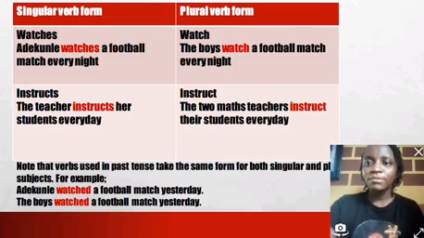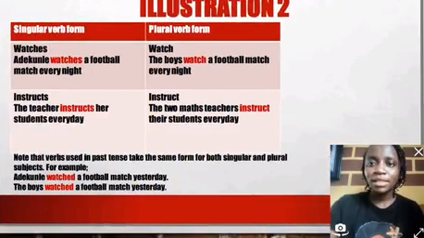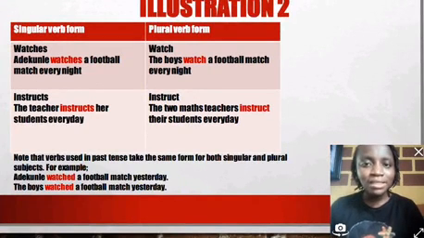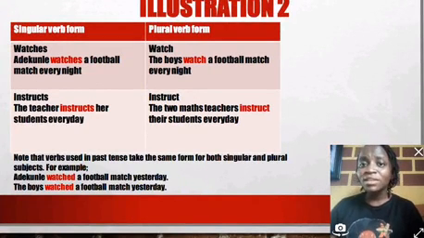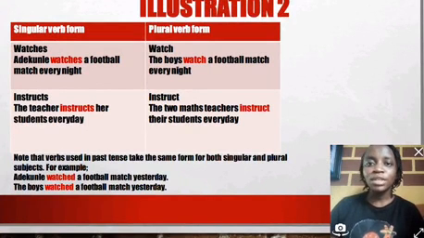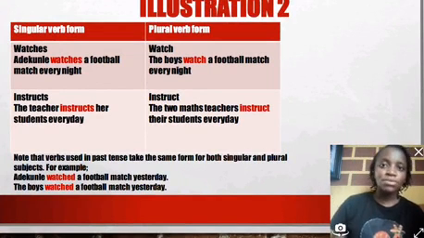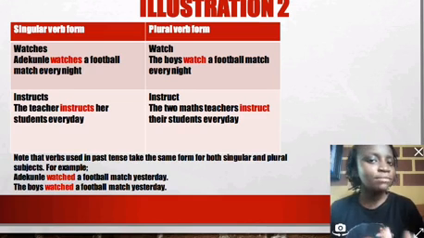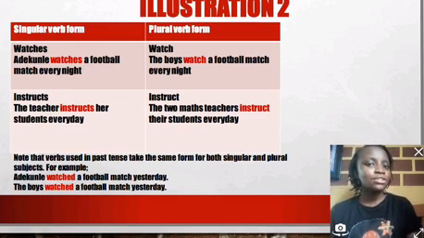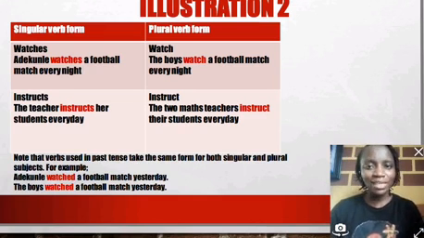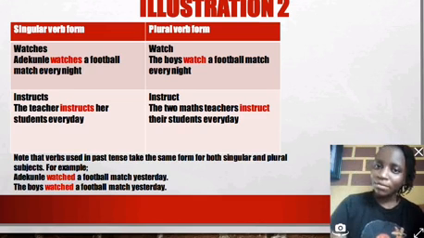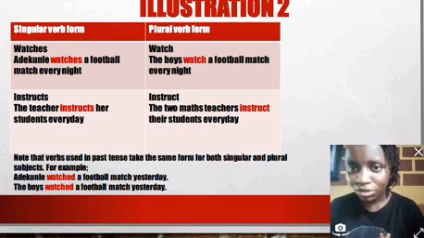Note that verbs used in past tense take the same form for both singular and plural subjects. When we are speaking or writing in the past tense, there's no differentiation between the singular verb form and the plural verb form. It's when we are talking in the present tense that we now have to differentiate. Singular verbs always have an addition of s or es, depending on the kind of verb, while the plural verb doesn't have any addition.